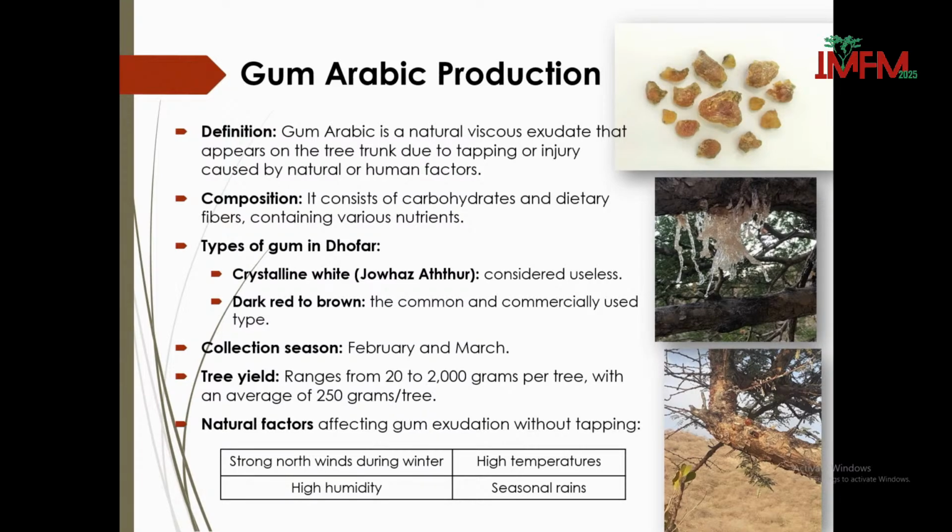There are two types in the Dhofar region. One type is called crystal white, which we name Jehozah Thur. It is white like this, and this is useless. The other one is dark red to brown, which is in this photo. This is the common and commercially used type.